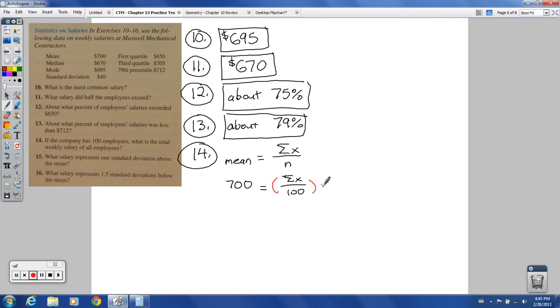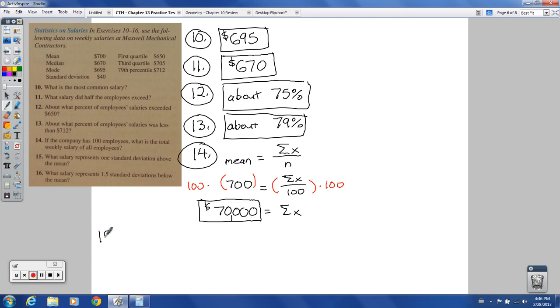We can multiply both sides by 100, and that would tell me what the total amount of the salaries was. This would be my sum of the x values, sum of the data values. It would be 70,000 right there. That would be the total weekly salary for all of the employees.